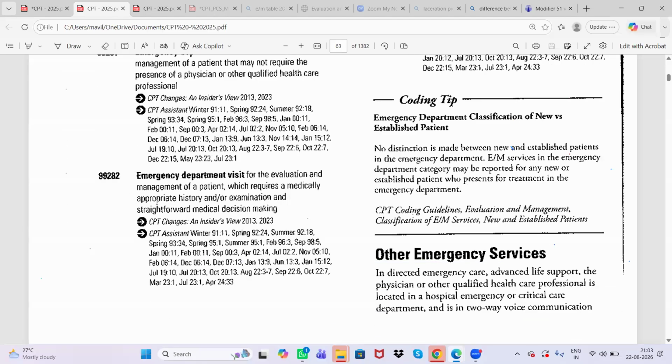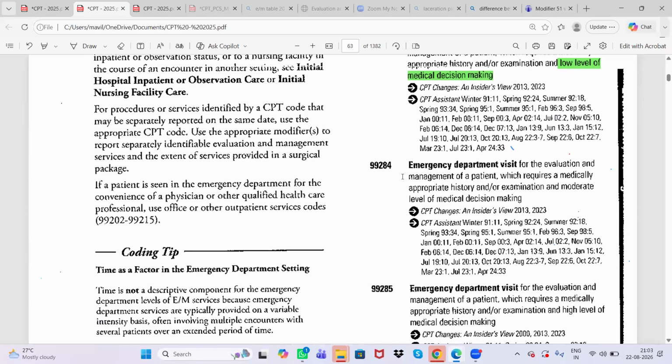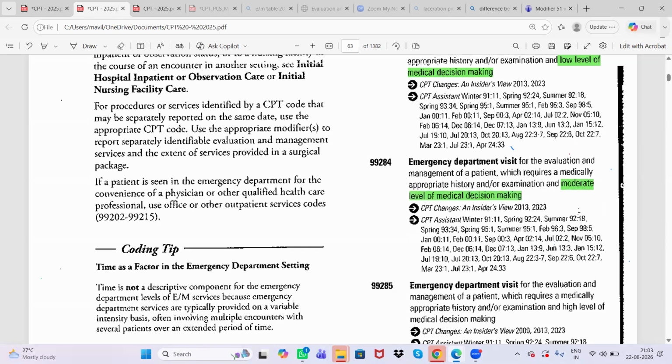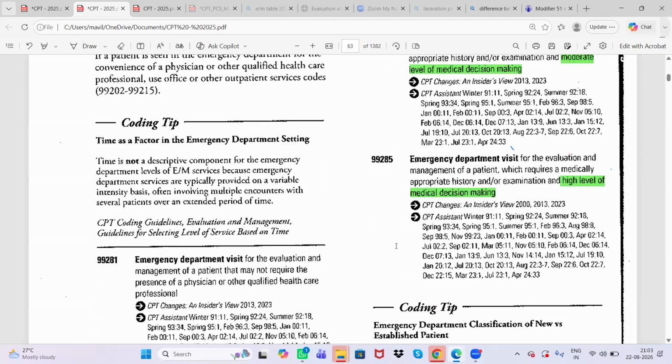Next, 282 is straightforward medical decision making. I'll teach you what is straightforward and under what conditions it comes. I'm just giving a brief overview, guys. Next, 283 is a low level of medical decision making. 284 is a moderate level of medical decision making. 285 is a high level of medical decision making.